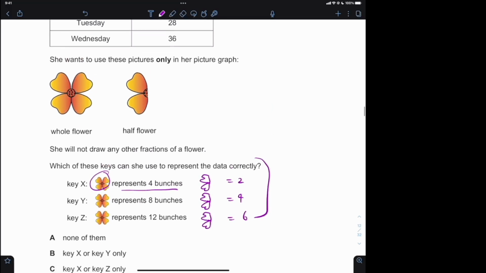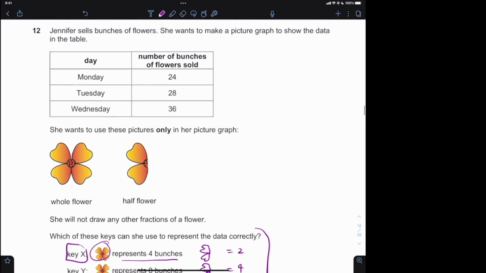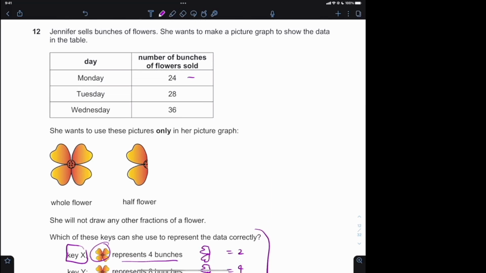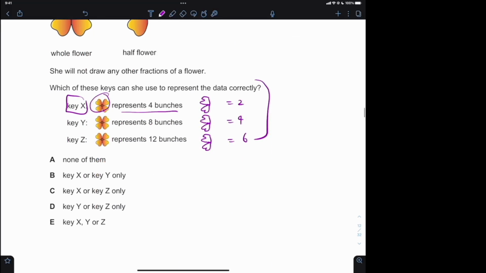First of all, let's start with key x, which is 4. Let's see if these numbers are divisible by 4. They all are. So this would just be 6 flowers. This one would just be 7 flowers. And this one here would just be 9 flowers. So key x can clearly be used. We don't even need any half flowers.